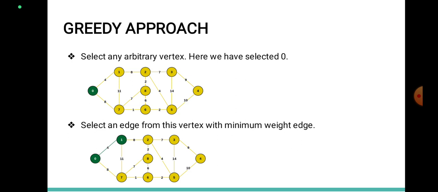Then from 0 we have to choose a vertex with the edge having minimum weight. Here from 0 the adjacent vertices are 1 and 7, with edge weights 4 and 8 respectively. So the minimal weight is for the edge 4, which is directed towards 1. So we will choose the vertex 1. In the first step we have chosen the vertex 1 with edge weight 4.